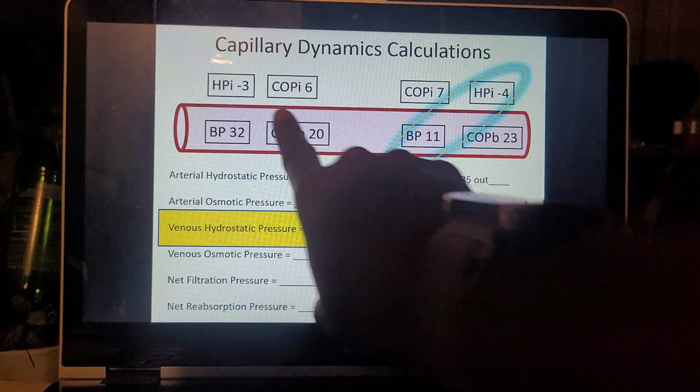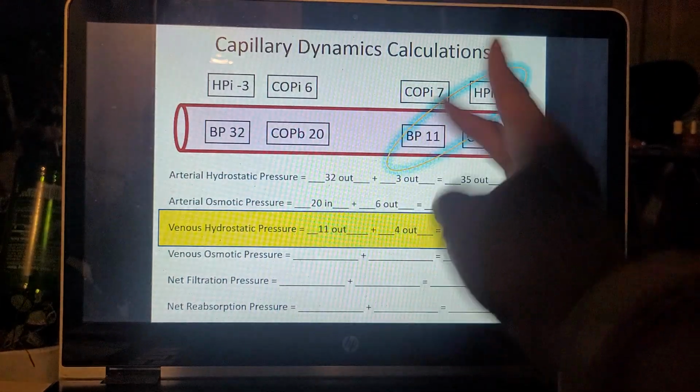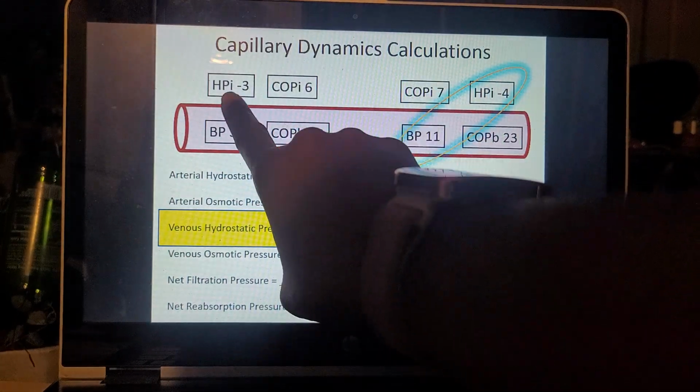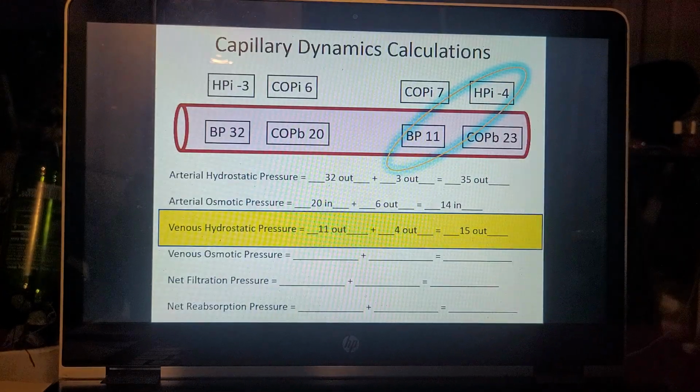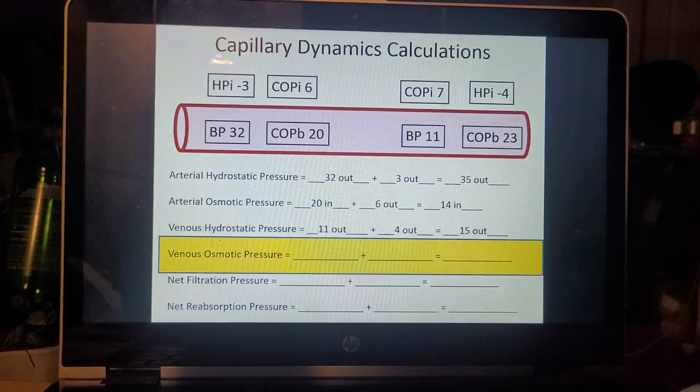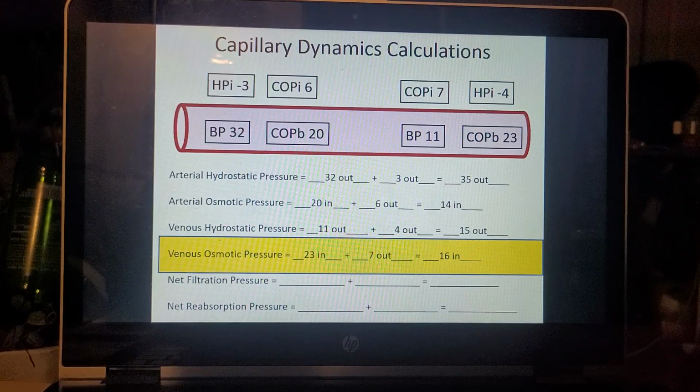So here, our placement for our tissue pressures were flipped. Our hydrostatic pressure that over here is on the left is now on the right on this one, just as a way to make sure you know what you're talking about. So venous end hydrostatic pressures, 11 out, 4 out. Same direction, we add, 15 out. Next pressure, venous end osmotic pressure. 23 in, 7 out, opposite directions. So we got to subtract. So we have 16 in.